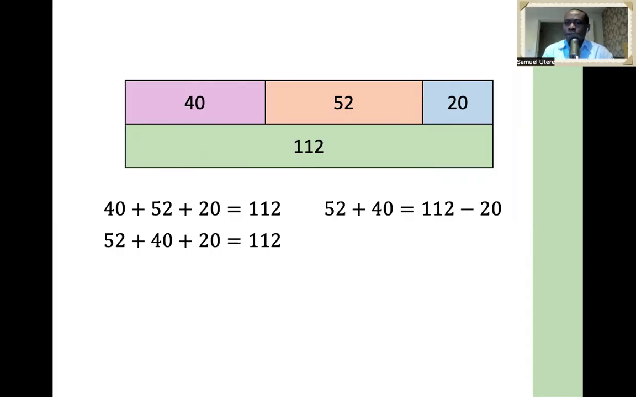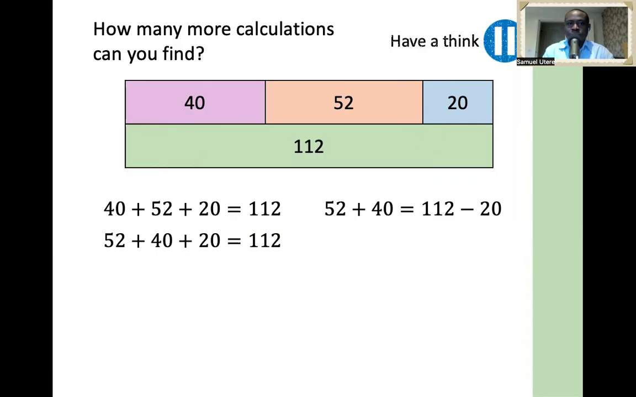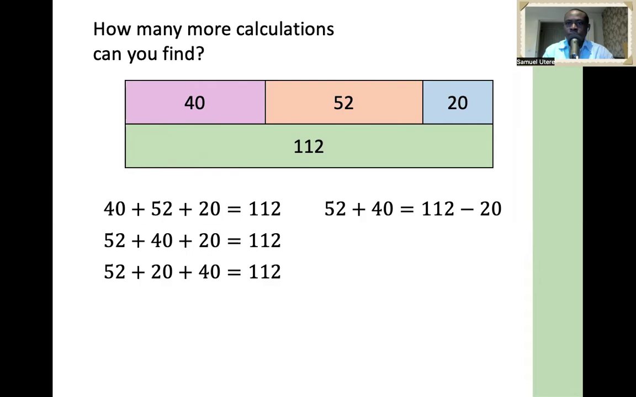Can you see any other calculation? Of course I do. We can have 52 add 20 plus 40 is equal to 112. Do you see the other calculations? These are all facts, remember? These are all facts of the same calculation.